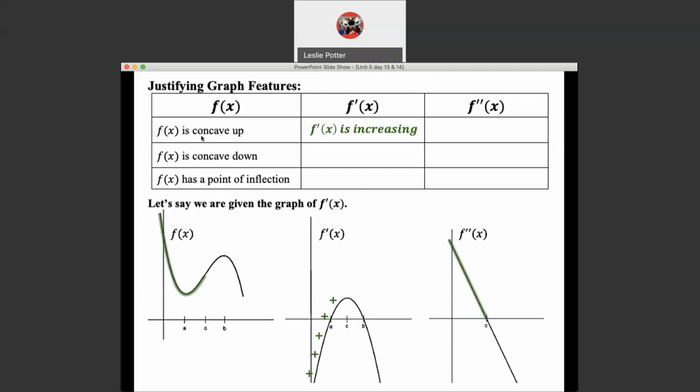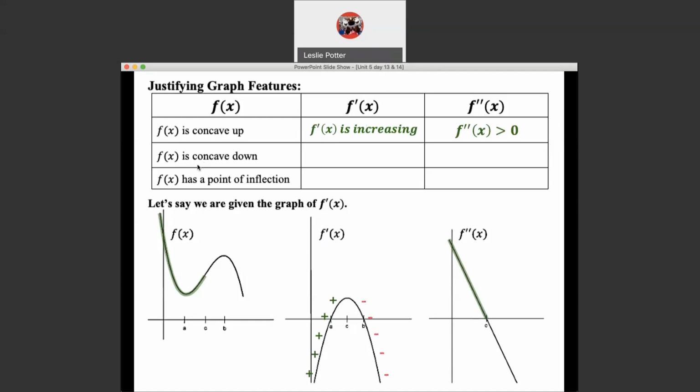So what does concave up look like on the first derivative graph? It looks like an increasing scenario, when the first derivative is increasing. How does it look on the second derivative graph? It's when we have positive second derivative values, in other words, values that are up here in quadrants 1 and 2.